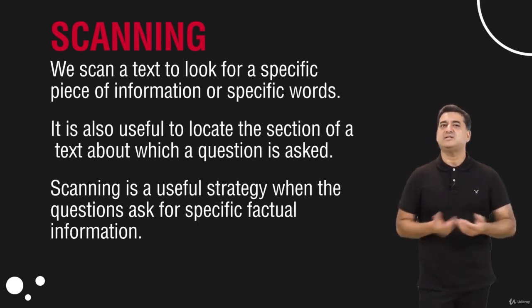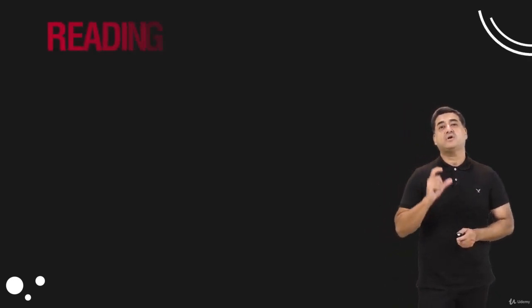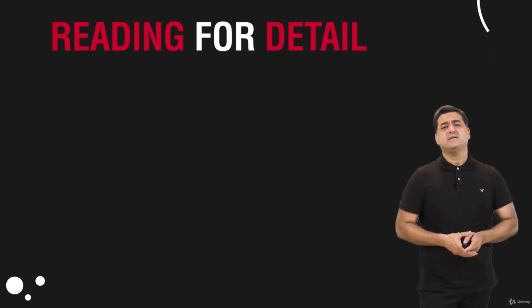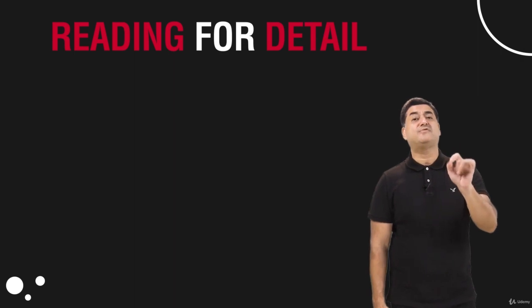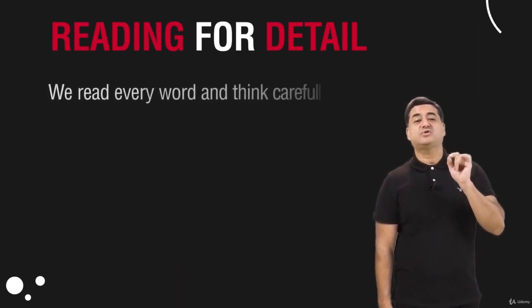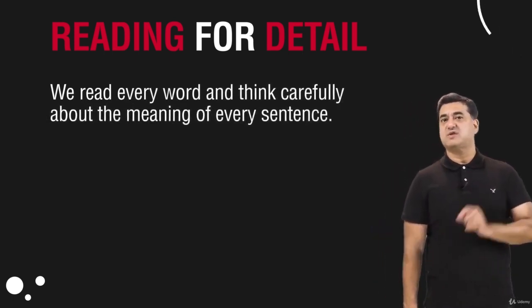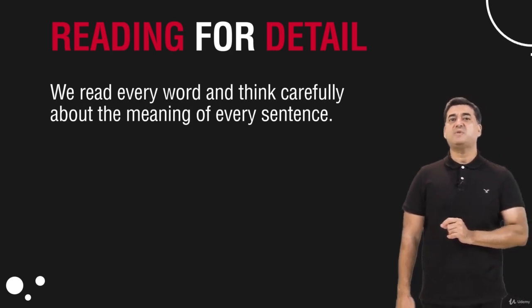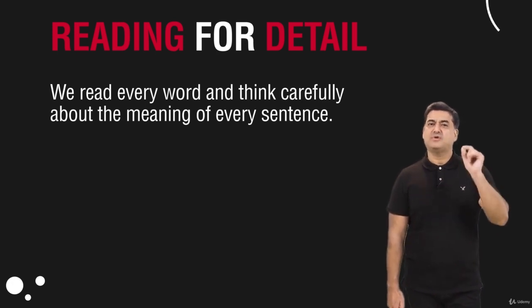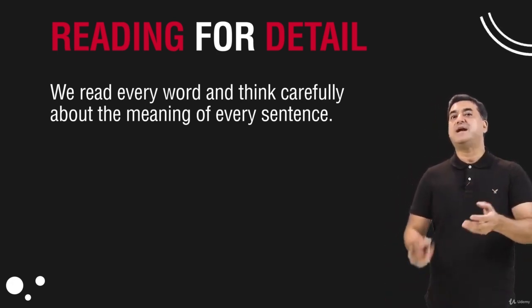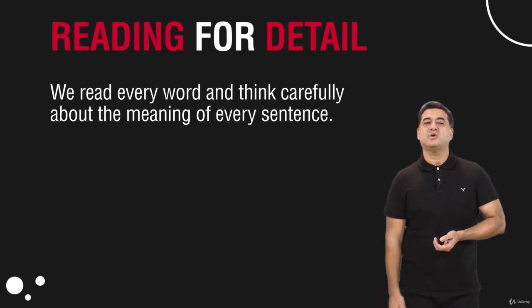And then the third strategy that we normally use in our reading test is reading for details. When it comes to reading for details, we read word by word very carefully, and we try to think of the meaning of every sentence, because IELTS test questions are very tricky. Sometimes you may not be able to find the answer by just skimming or scanning. So you may have to read word by word so that you understand the meaning, and then you can give an answer.